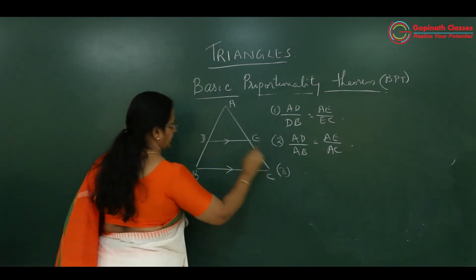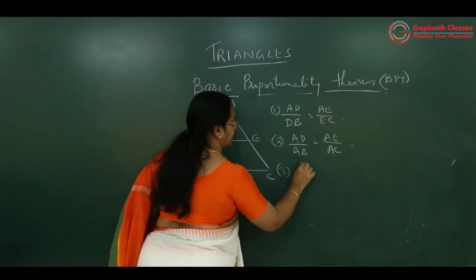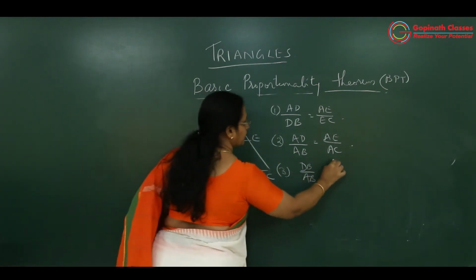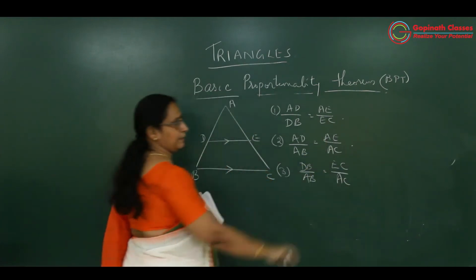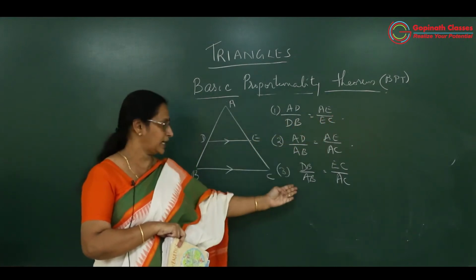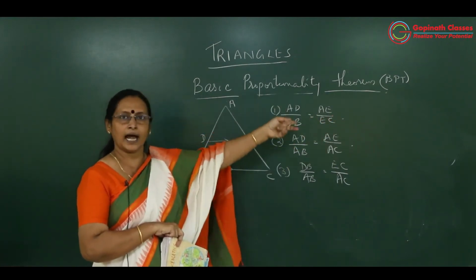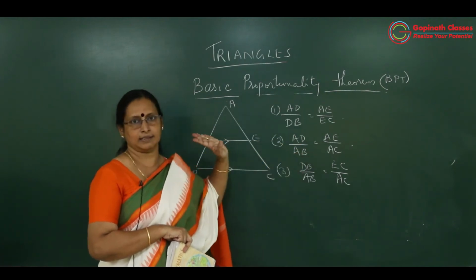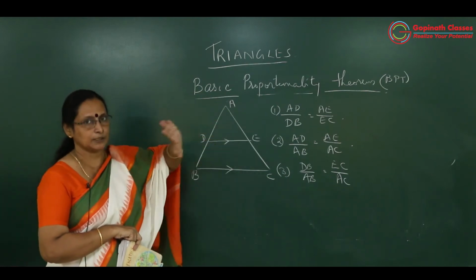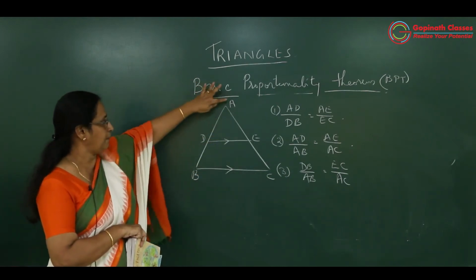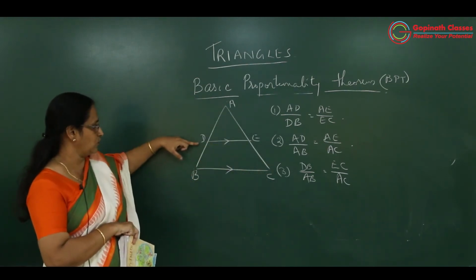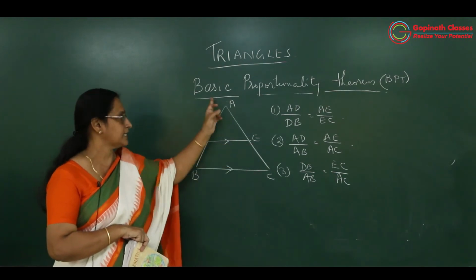And the third one, DB upon AB is also equal to EC upon AC. This can easily be obtained if you add 1 on both the sides, take LCM, you will get this result. You invert it and add 1 on both the sides, you will get this result. So these results you should be clear about. AD upon DB is equal to AE upon EC is BPT, but AD upon AB is equal to AE upon AC is a derived result. Also, DB upon AB is equal to EC upon AC.